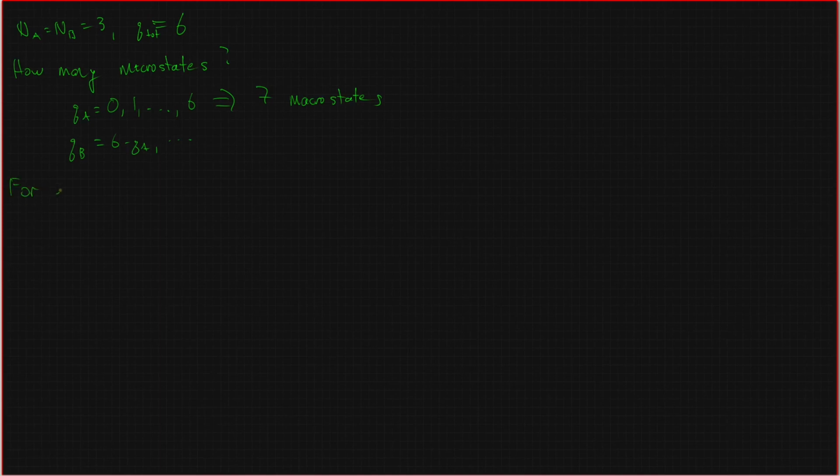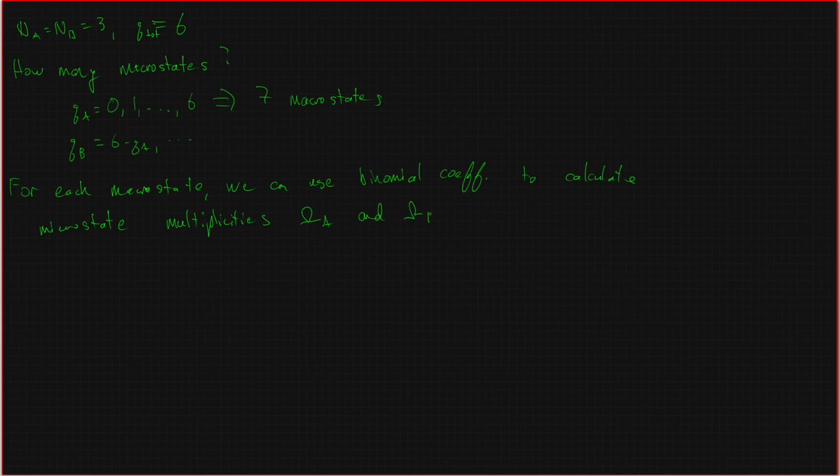So for each macrostate, we can use the binomial coefficient to calculate the microstate multiplicities omega A and omega B, just the multiplicity corresponding to A and the corresponding multiplicity for B. So then, if we want to calculate the total multiplicity, we can just take the respective ones and multiply them together, right?